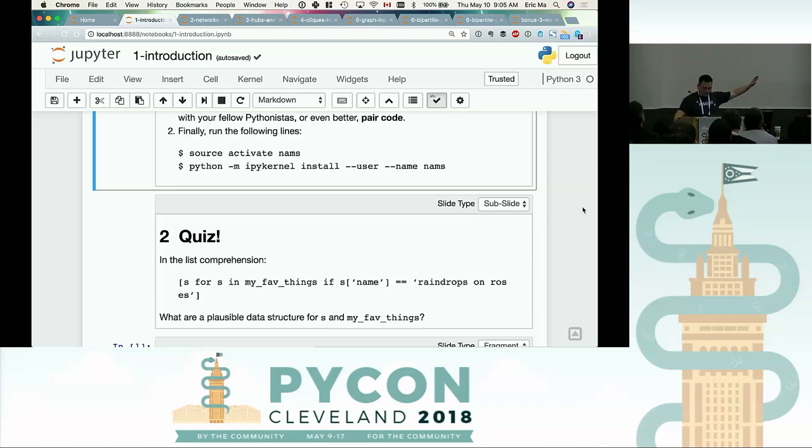We have a list comprehension. How many of you know what list comprehensions are? Very good. In this list comprehension, which we have s for s in my_favorite_things if s.name == "raindrops on roses", so we have this list comprehension. First things first, we're using this list comprehension to do what kind of an operation?